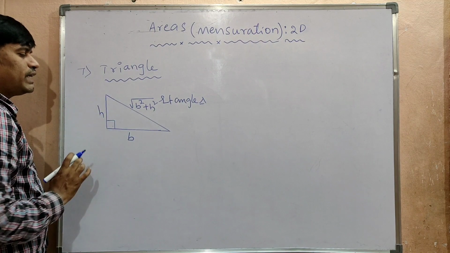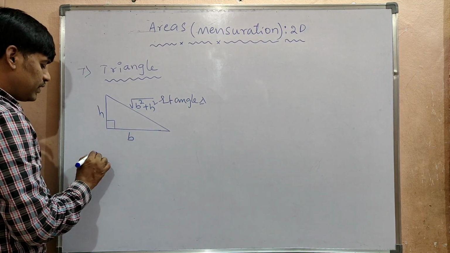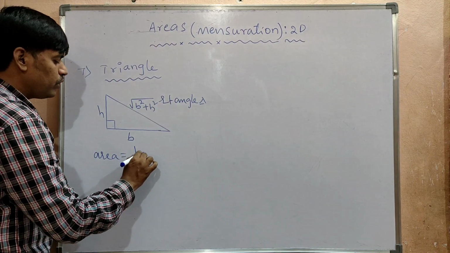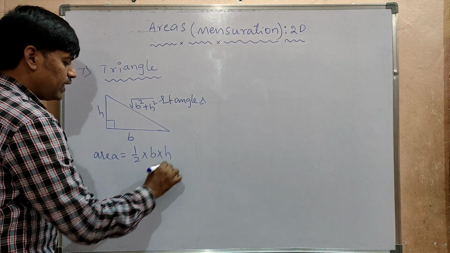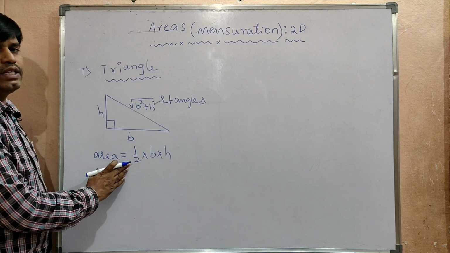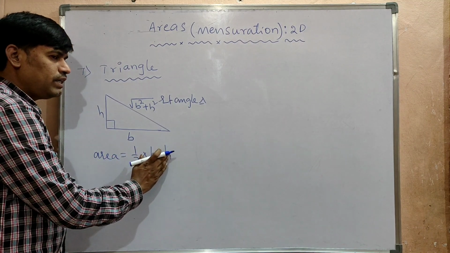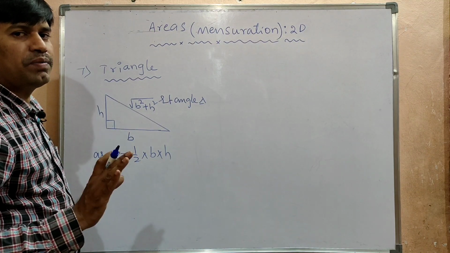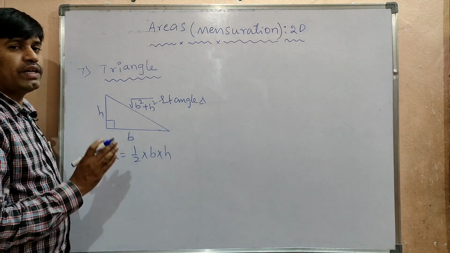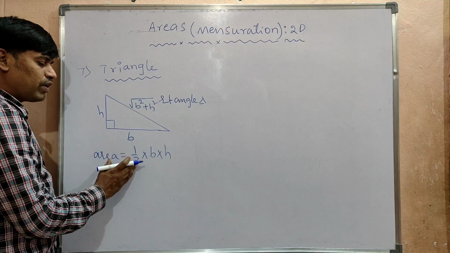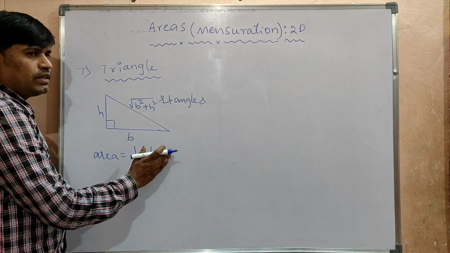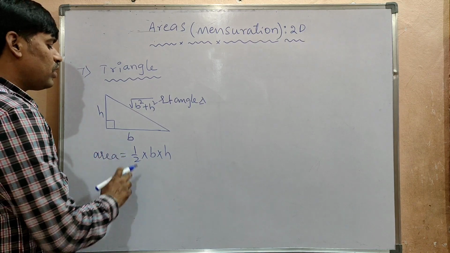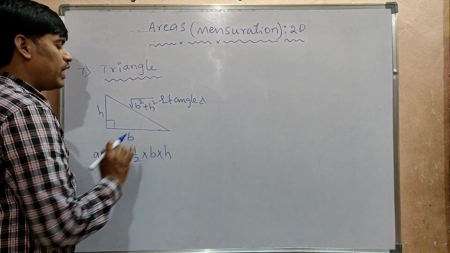Now, the area of the right angle triangle is half into base into height. Not only for a right angle triangle, for any triangle, the general formula for area is 1 by 2 into base into height. For any triangle, the area formula is half into base into height only.